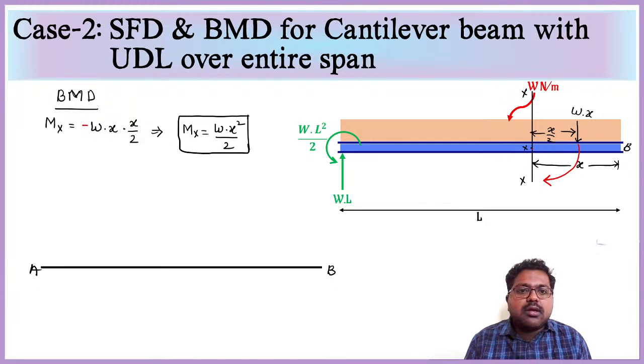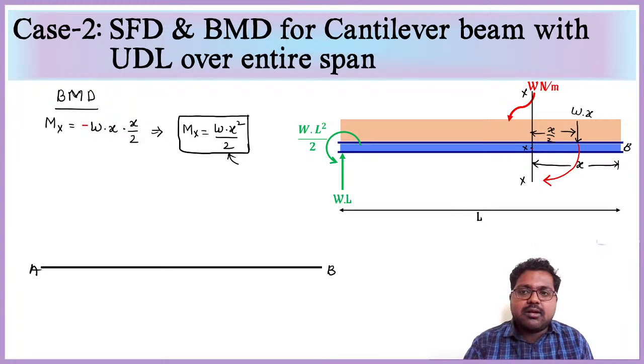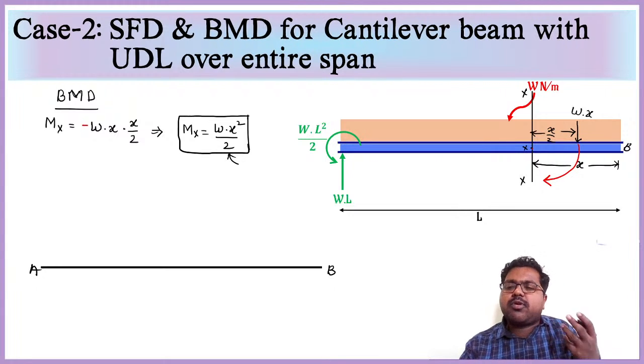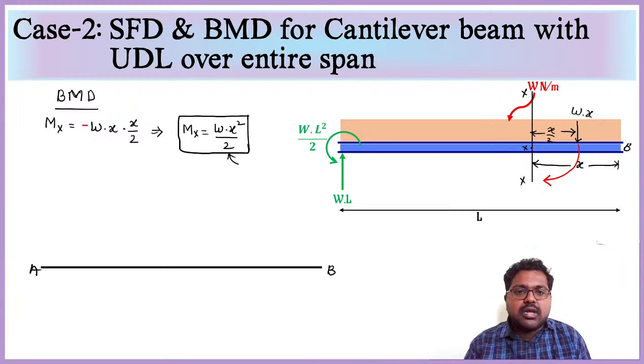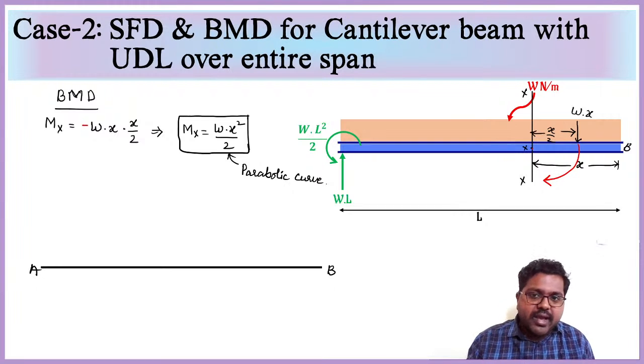So this is our bending moment at any section. Why? Because any section means I am taking this section xx. It may be 1 meter, 2 meter, 3 meter, 4 meter, 1.1, whatever it is. Any section in general equation bending moment, we will get it as wx square by 2. See, this is in the form of x square, which is in parabolic form. So that's why we will get a parabolic curve while drawing this bending moment diagram.